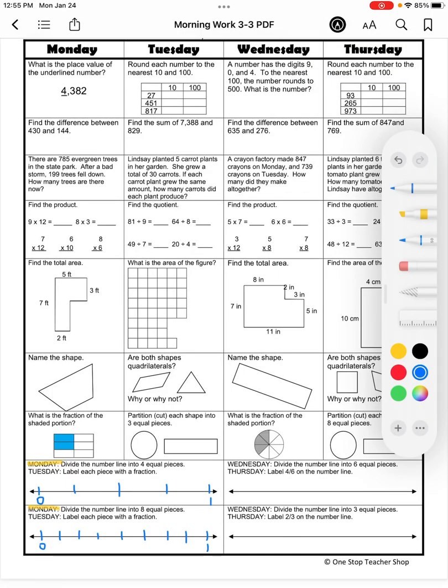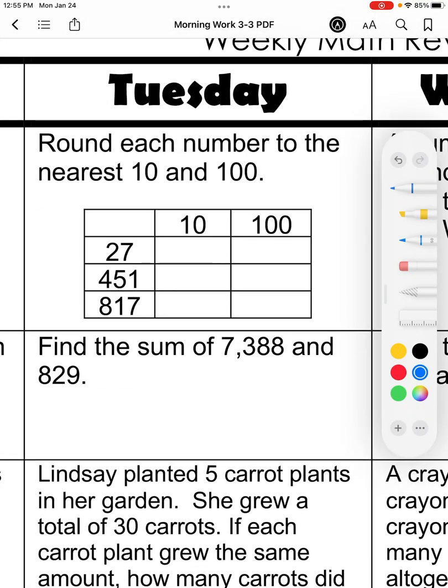Alright guys, Tuesday morning work. Round each number to the nearest 10 and 100. So we know that 27 rounds to 30 when rounded to the nearest 10. It rounds to 0 when rounded to the nearest 100. 451 rounds to 450 and 500.